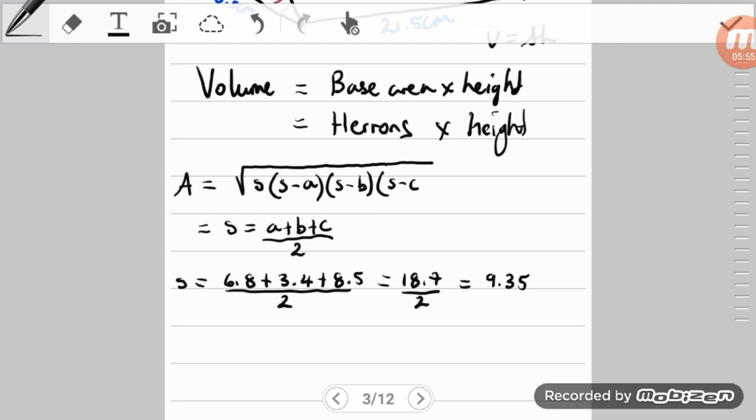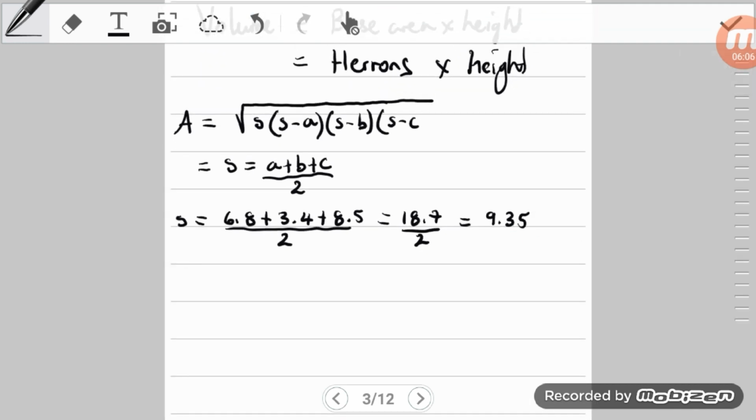But as you would all know, the more decimal places you have in your calculation, the more accurate your answer will be. So you're going to fall within a range. But I'm just going to do exactly what my students did. They actually used the 9.35 here. So we proceeded to say, all right, A is equal to the square root of 9.35, open bracket. You can see here the S is 9.35, and S again, that's 9.35, take away what we stated to be A, which is 6.8.